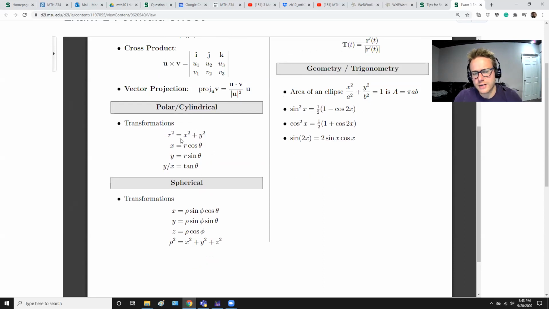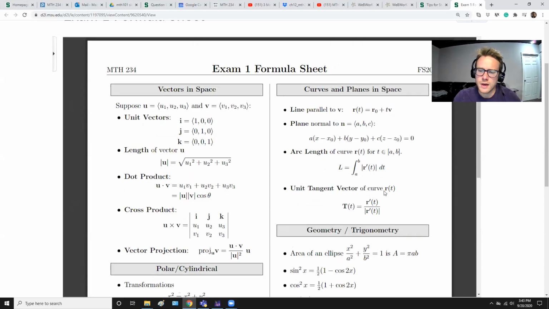Later on, when we're parameterizing surfaces, these transformations will make more sense and will be more useful. Arc length we haven't seen yet, and we have seen unit tangent vector. So that's just a quick overview about the formula sheet, what's on there. And of course, you'll identify a fair amount that's not on there, right? So these are still things that you should put to memory.